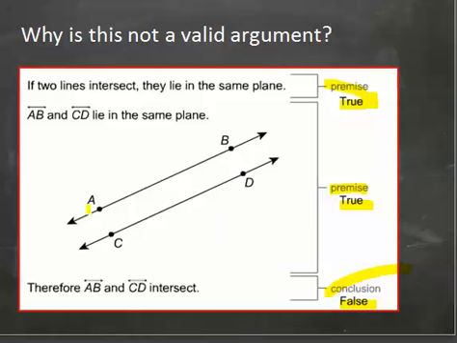If you look at these 2 lines, they're parallel lines. They do not intersect at all at any point. So you can say the first thing is true by itself, and you can say yes, these two lines do lie in the same plane, but that doesn't mean that they have to intersect. So the whole statement would be false.